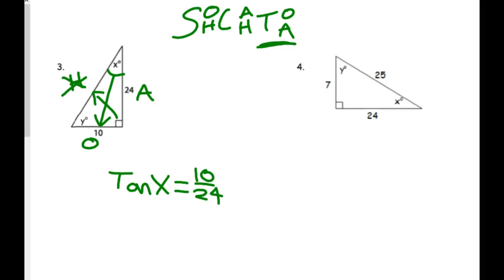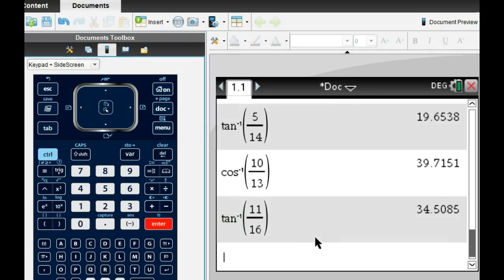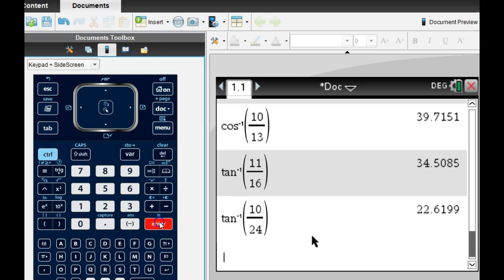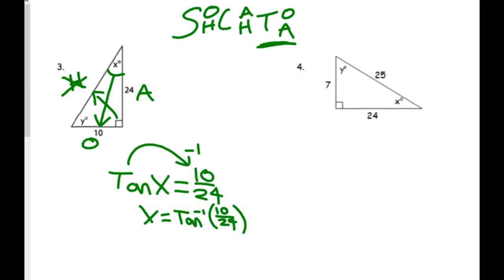And again, if I want to get rid of a tan, inverse. So, x equals tan inverse 10 over 24. Tan inverse 10 over 24 gives .62 degrees. So this x is 22.62 degrees.